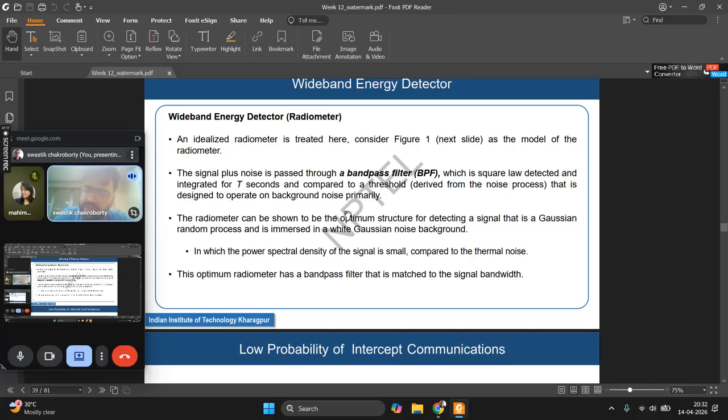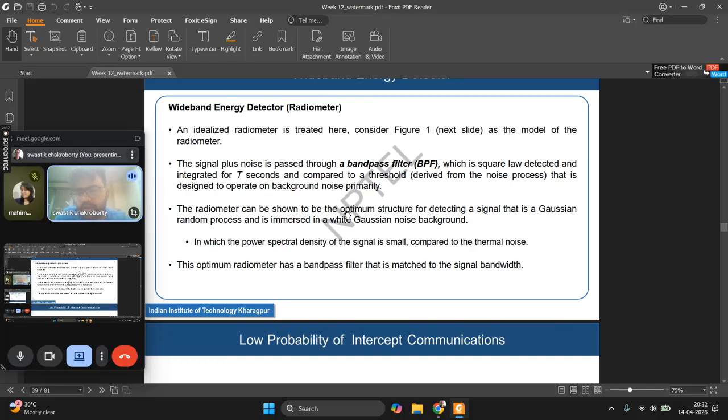So the signal plus noise is passed through a BPF, which is square law detected and integrated for T seconds and compared to a threshold that is designed to operate on background noise. So basically, whether your signal is crossing the background noise threshold, whether it is crossing the noise floor or not. If it is crossing the noise floor, declare detection.